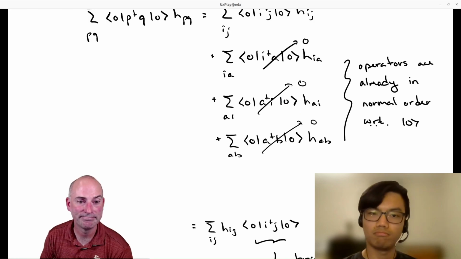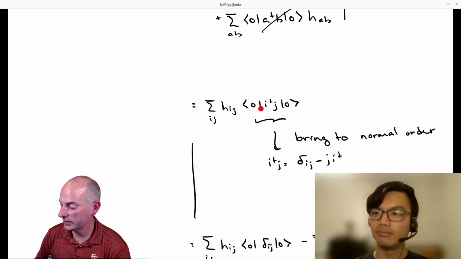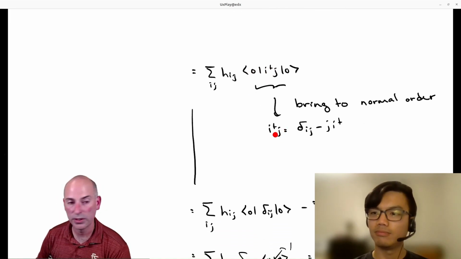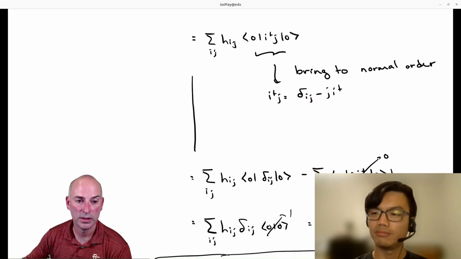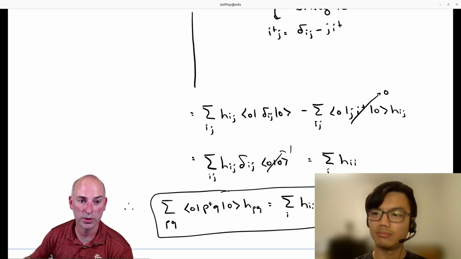Okay. So you're just left with one term. This operator is not in normal order, so I bring it to normal order using those anti-commutation relations from before. I have 2 terms now. I insert those. One of them has a delta function. The other one's 0 because it's an expectation value of a normal ordered operator.